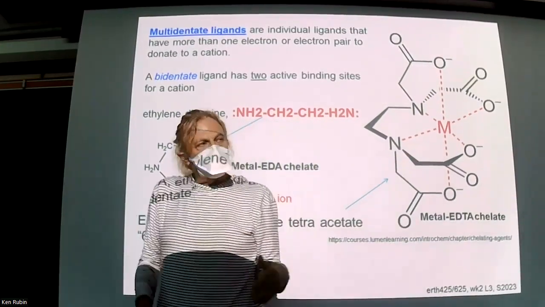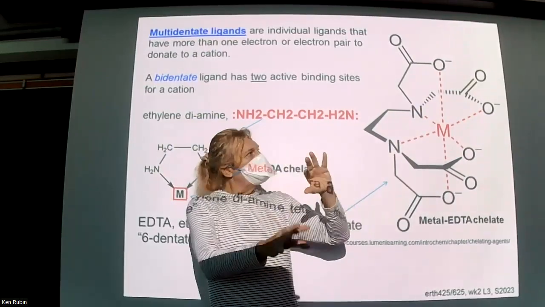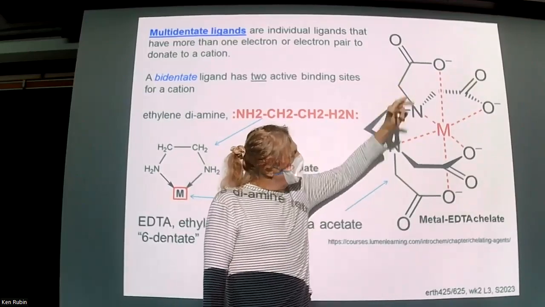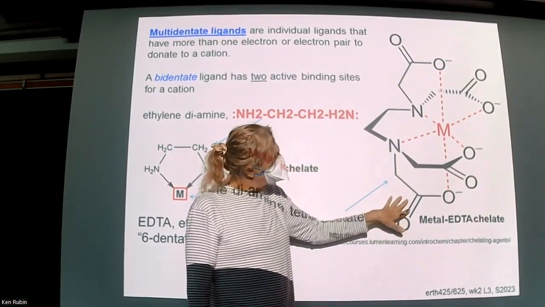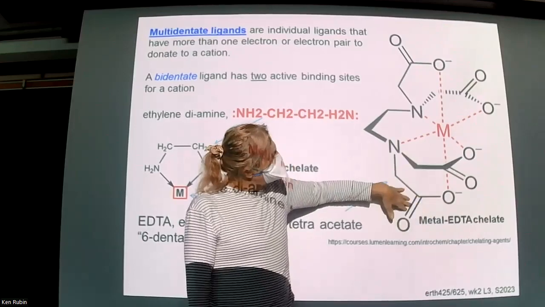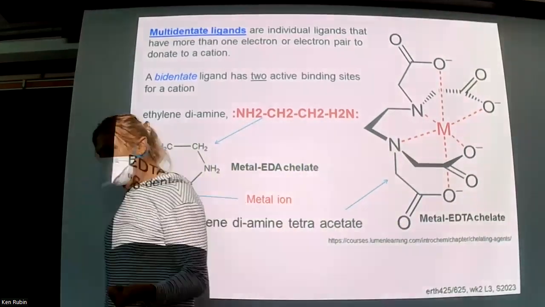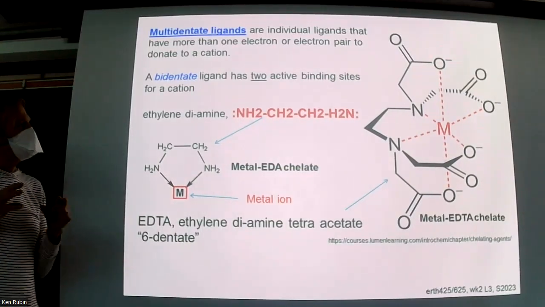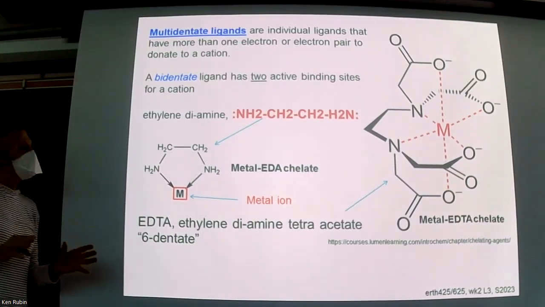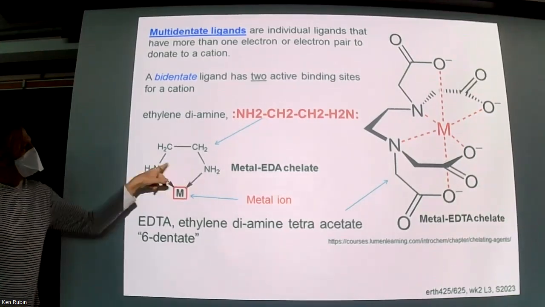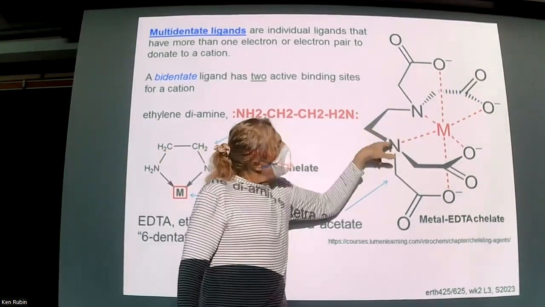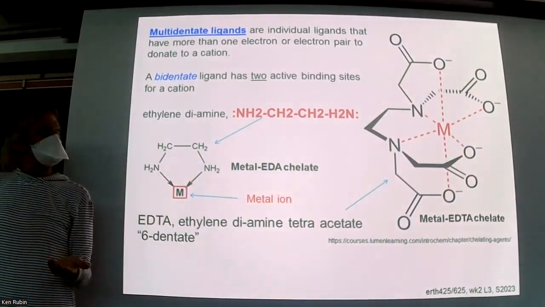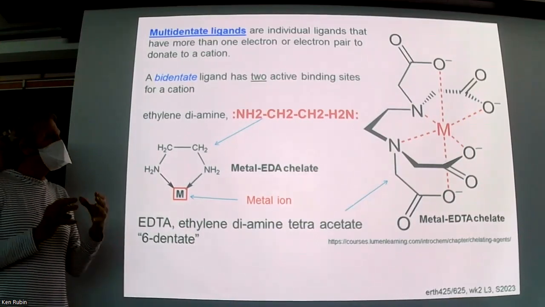Those dashed lines are just meant to imply that this is a 3-dimensional structure, and this is pointing away from you. These are pointing toward you. That's in the plane of the back of the screen. Here's another acetate and another acetate. So this molecule, EDTA, has 6 different pairs of electrons it can donate to a single metal. It's got the pair of electrons on each of the nitrogens, and each one of these acetate anions can also donate a pair of electrons. So this is a very, very strong complex.